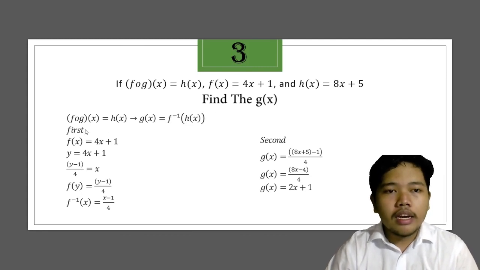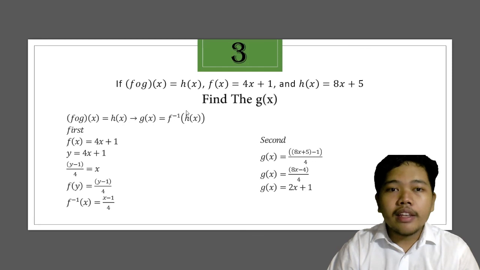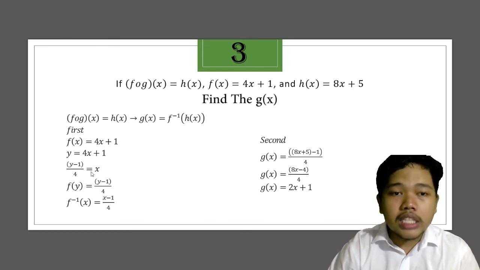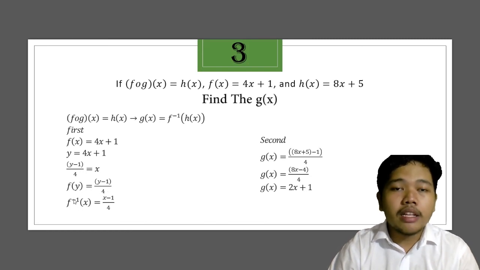Now first, let us find f inverse of x. To find it, f(x) is equal to 4x plus 1, right? y is equal to 4x plus 1. Now we get (y minus 1) over 4 is equal to x. After that, f(y) is equal to (y minus 1) over 4. Because of that, the inverse f(x) will be (x minus 1) over 4.